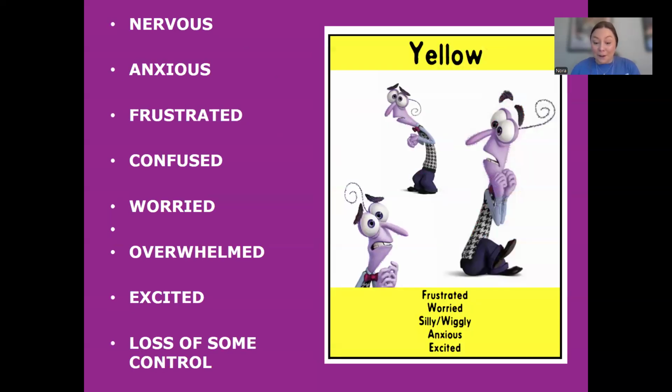Next, we have yellow, and we can associate the color yellow with the character Fear. Some feeling words, if you're feeling yellow, might be nervous, anxious, frustrated, confused, worried, overwhelmed, excited, and loss of some control. You might not feel like you're 100% yourself. You're maybe feeling 50-50, and some control has been lost within you.